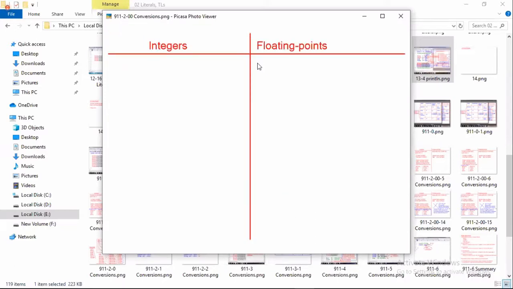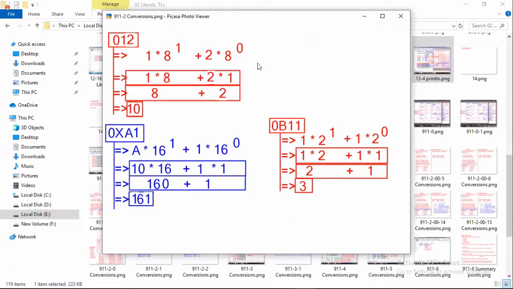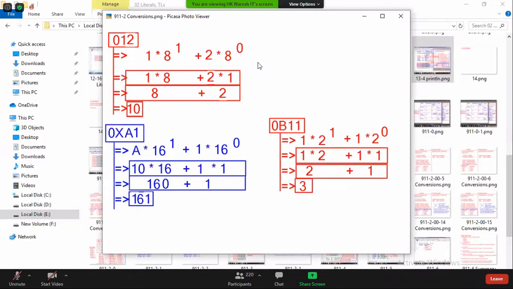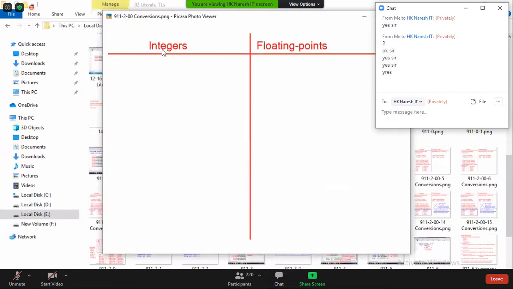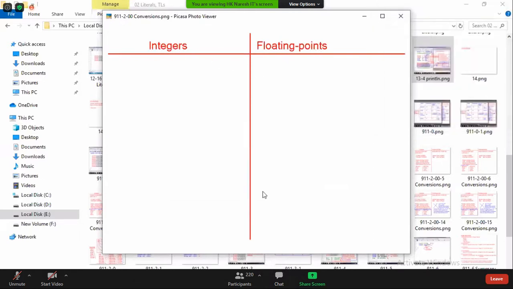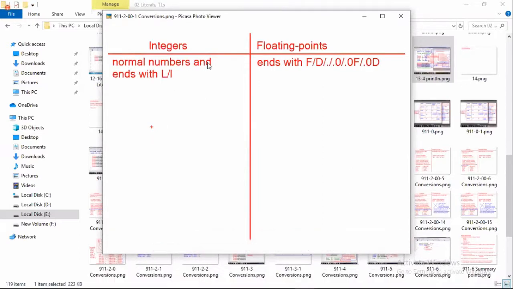Now I want you to understand one important point. Are you ready? Observe now, integers and floating point calculations. Normal numbers and numbers ending with L, capital L or small l, are integers. The numbers that end with capital F, capital D, dot, or dot 0, or dot 0F or dot 0D, any of these combinations, we call a floating point number.